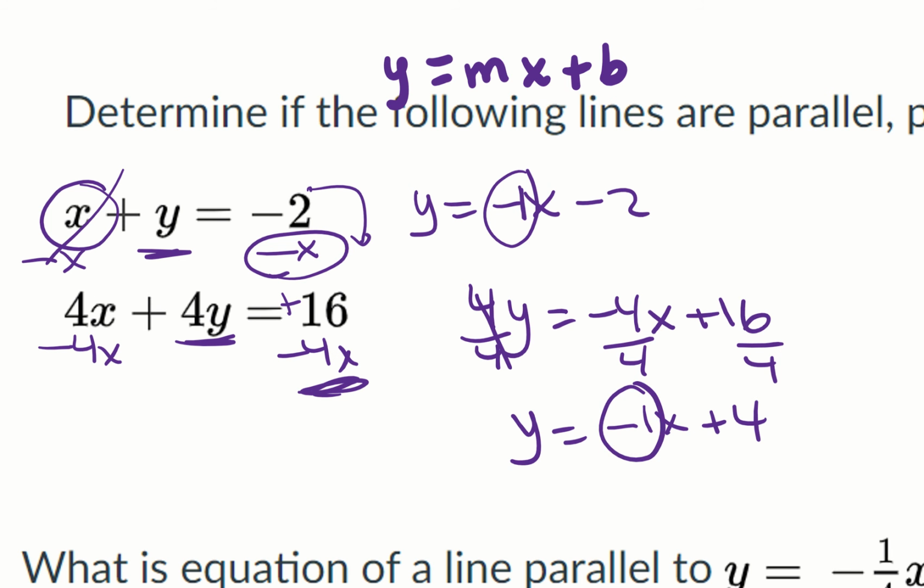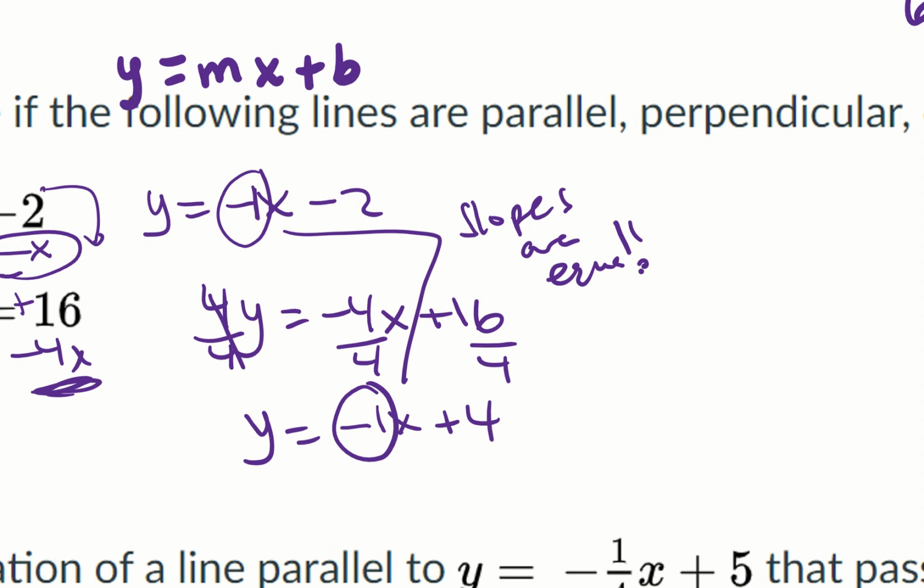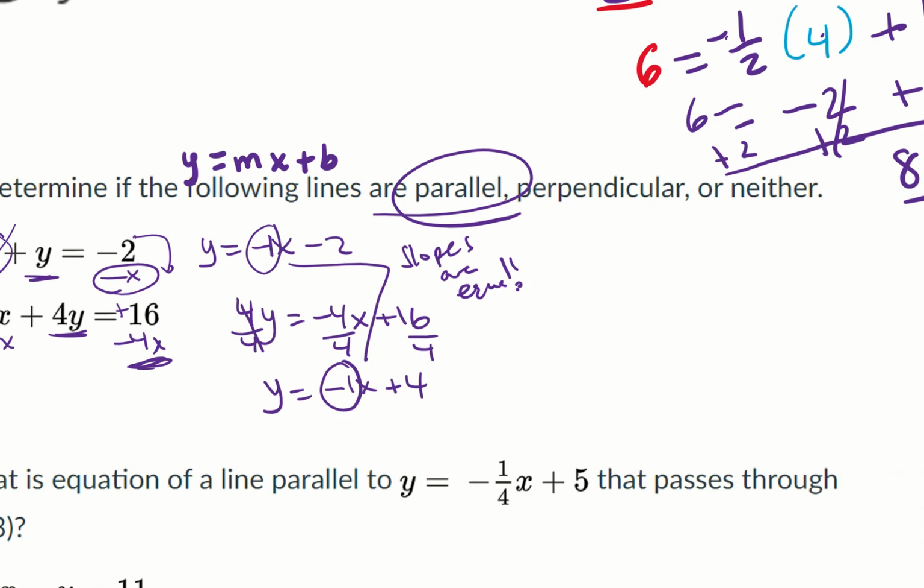Notice that the slopes are the same. Slopes are equal. If the slopes are equal, that means that the lines are parallel. So we have to say that the lines are parallel.